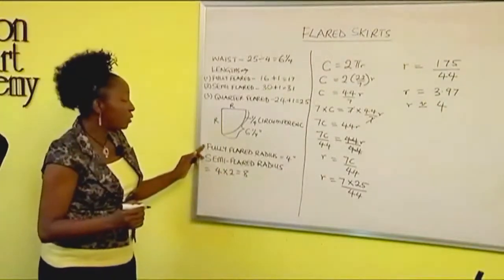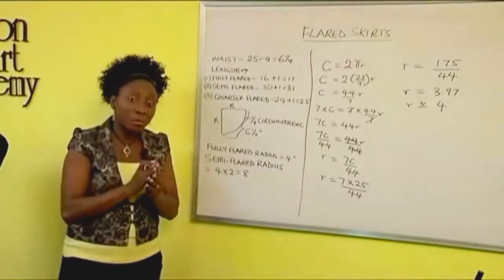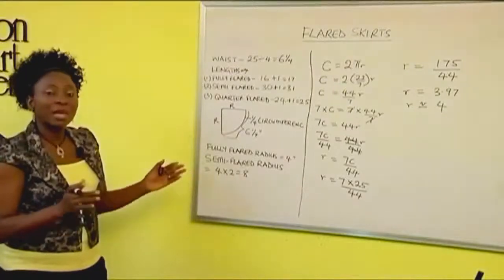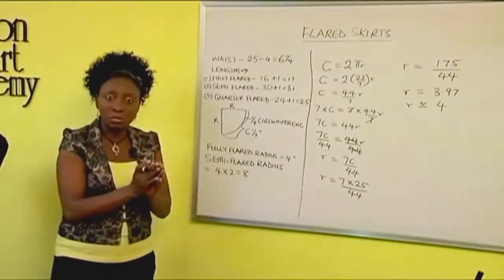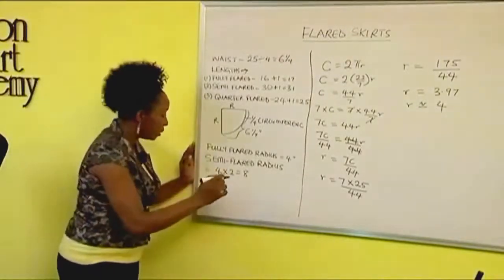Now, for my fully flared radius, I'm going to take my fabric and fold it into 4, lengthwise and widthwise. But for my semi-flared skirt, all I have to do is fold my fabric into 2, just widthwise, that's all. Now, let's look at our quarter flared.